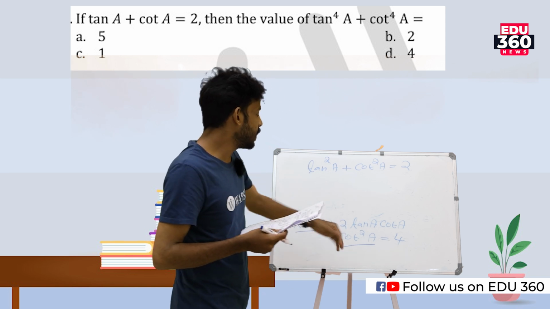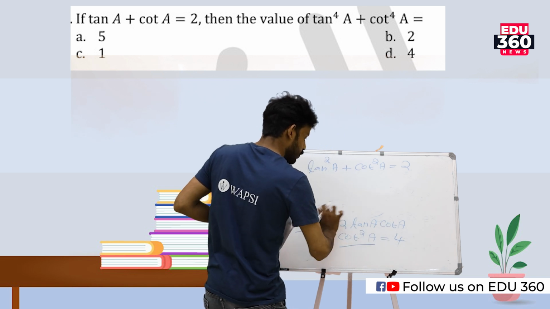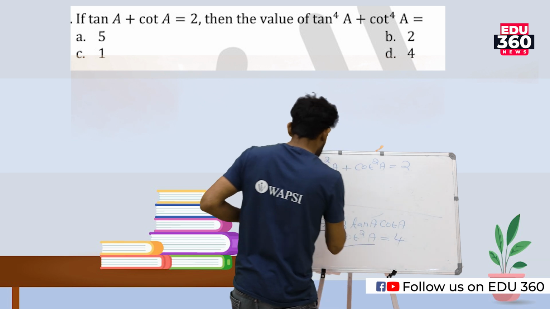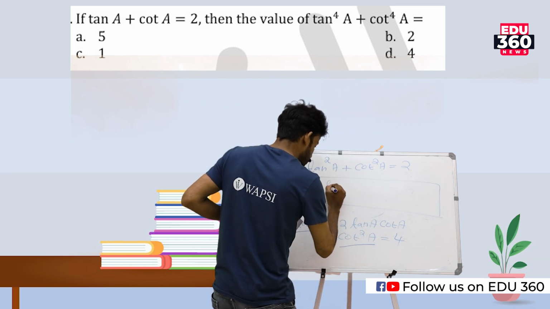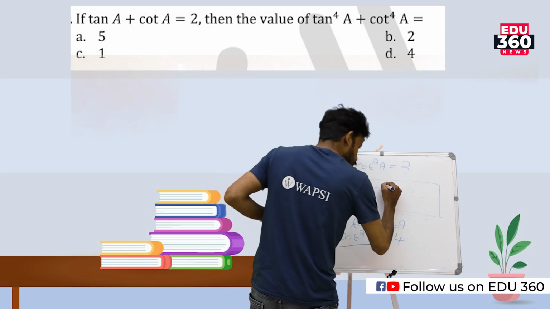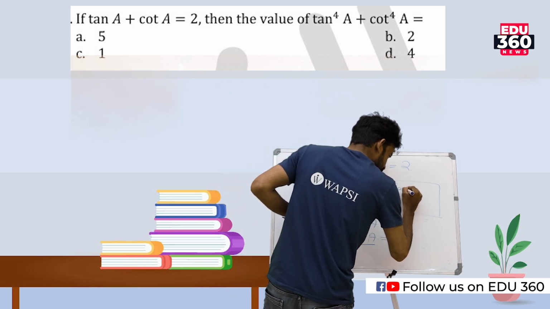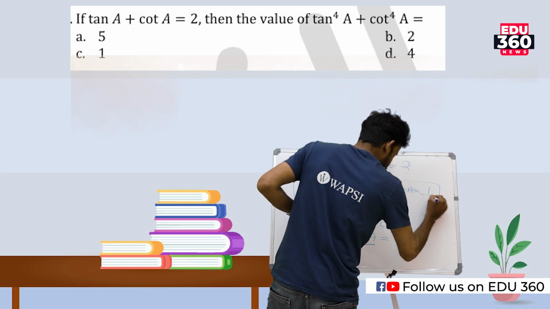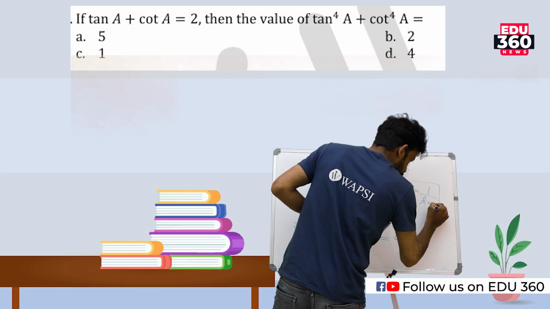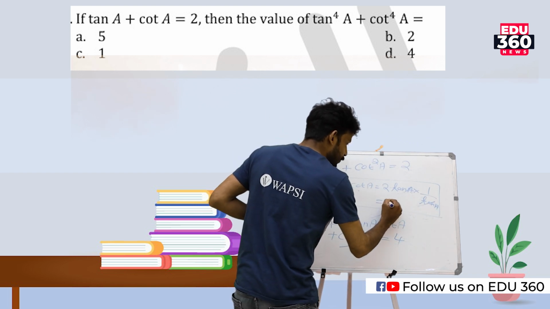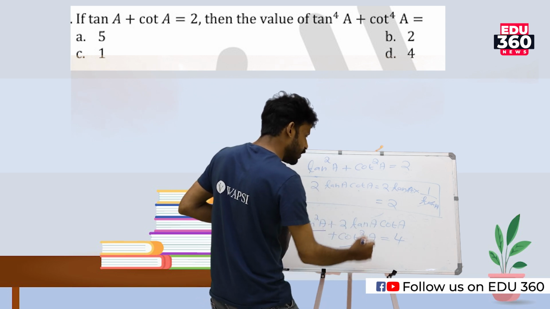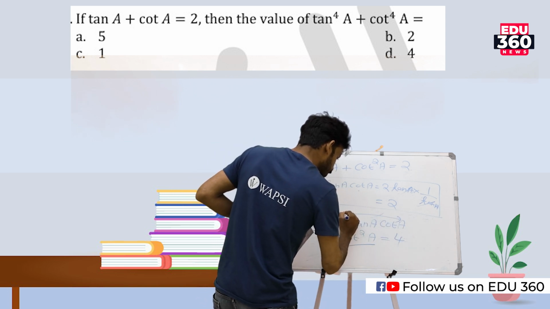Yes, because look at here, 2 tan A cot A. So we can write it as 2 into tan A into 1 by tan A. So instead of cot A, we can write it as 1 by tan A. Yes, so this will cancel each other. So the value will be equal to 2. So for this 2 tan A cot A, the value is 2.